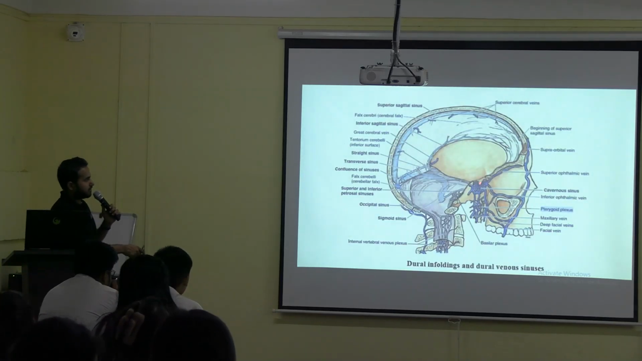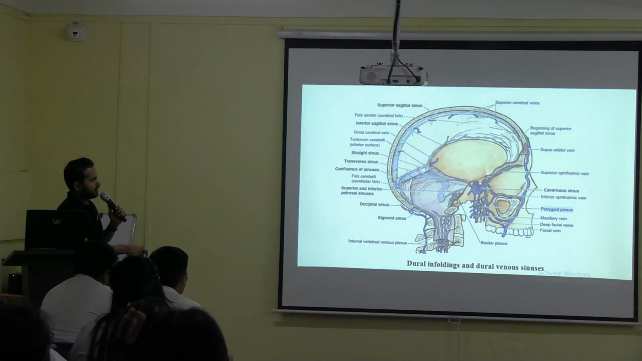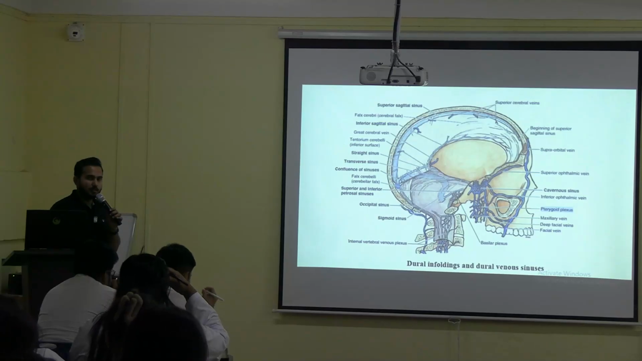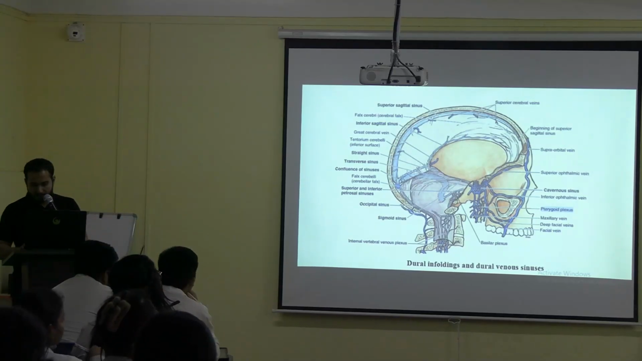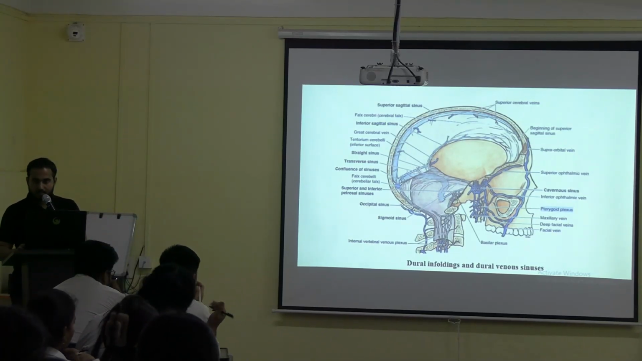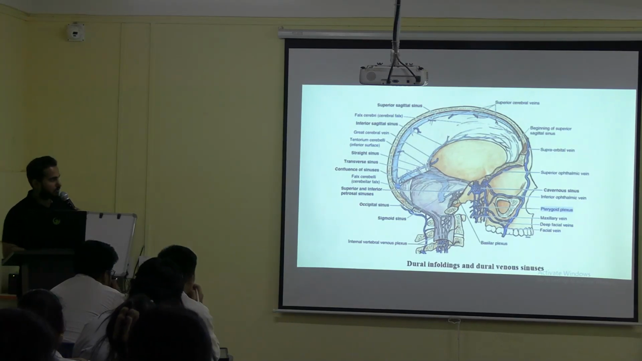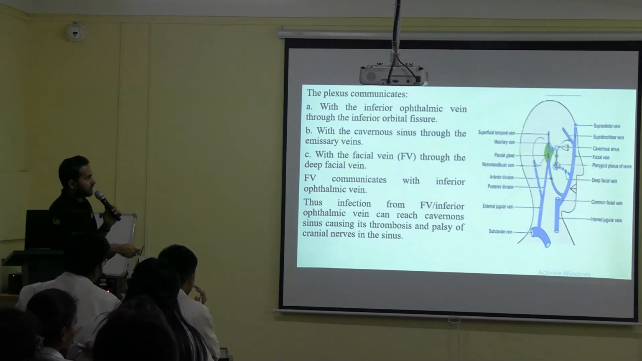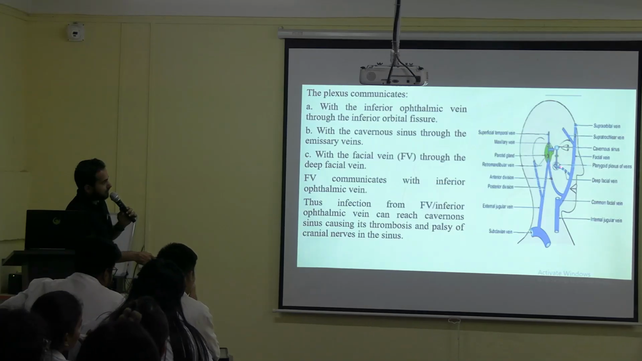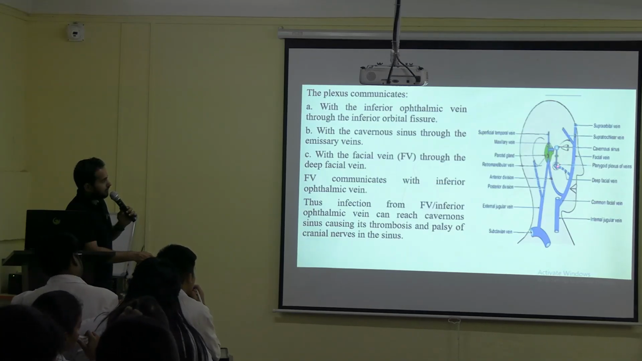Now let me show you the diagram. So here you can see this is the location of the pterygoid venous plexus. Okay. Now pterygoid venous plexus is also having some important connections, and that is having clinical significance. Now what are those connections? Now here you can see the pterygoid venous plexus. Here this is the pterygoid venous plexus.